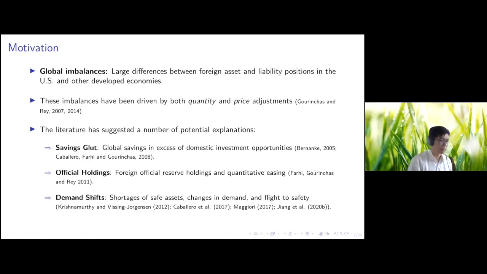There are also narratives about official holdings. For example, maybe you're thinking that after the East Asian financial crisis, emerging market economies' central banks started purchasing a lot of US dollar denominated debt, and so there's an increase of US liabilities abroad. And also there are stories about demand shifts in individual investors' demands, for example, narratives about flights to safety and a shortage of safe assets, in which investors really want to now invest in US or other developed market assets.